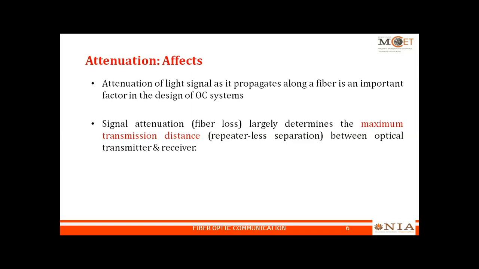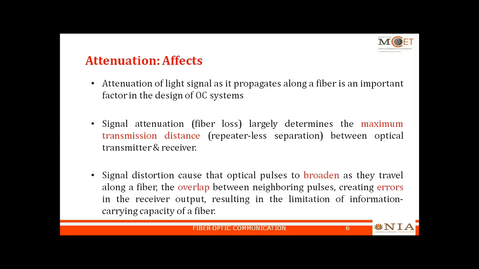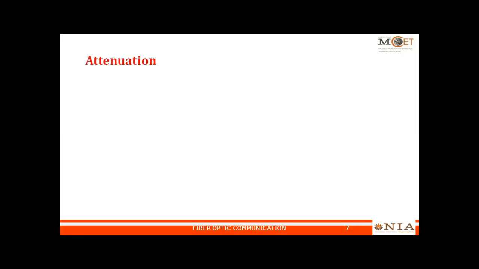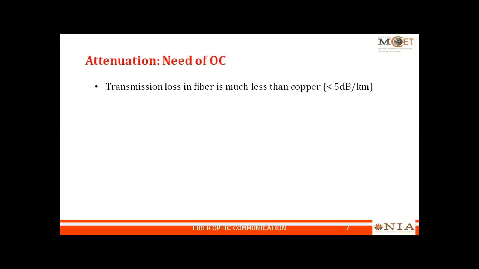So we know that attenuation is a very important criterion for designing an optical communication system. Attenuation defines the maximum transmission distance between the transmitter and the receiver. If I want to increase the distance between transmitter and receiver, we have to reduce the transmission loss. That means we have to reduce the attenuation of the fiber.